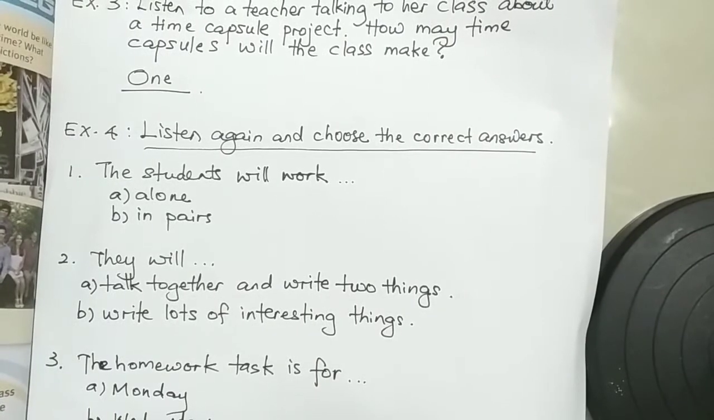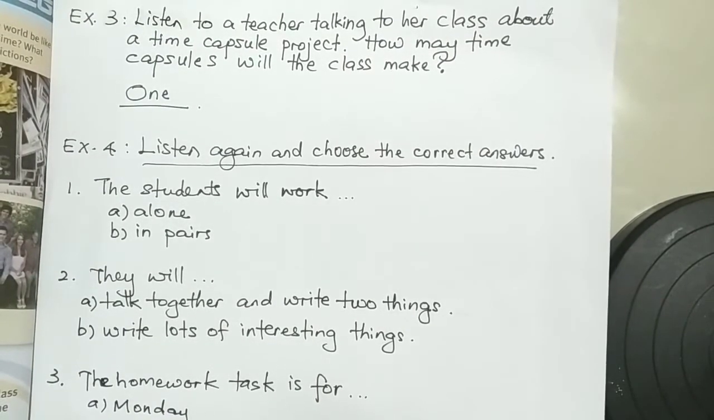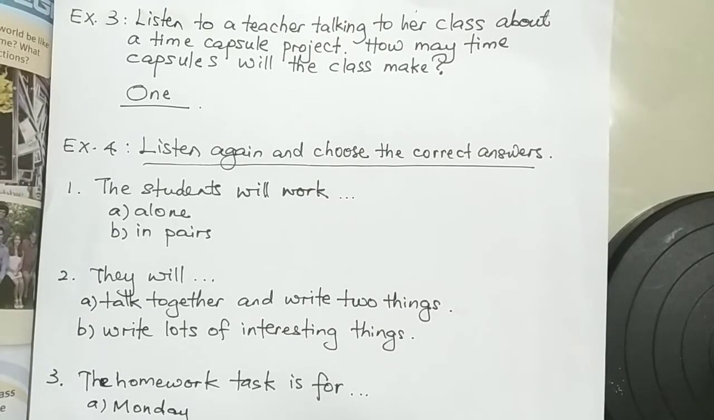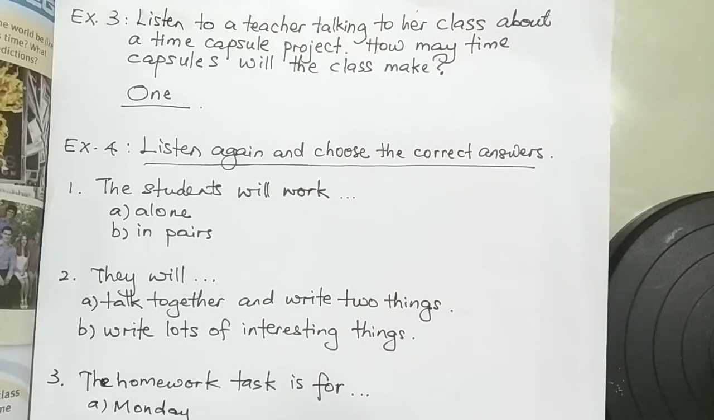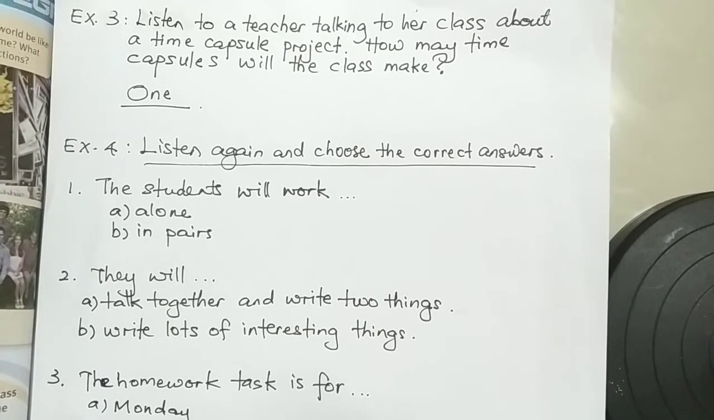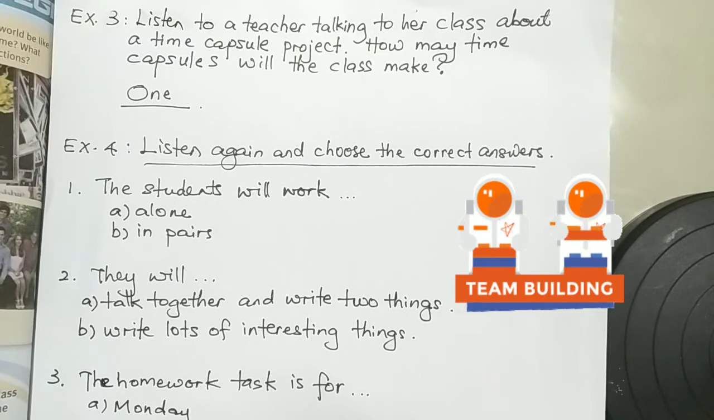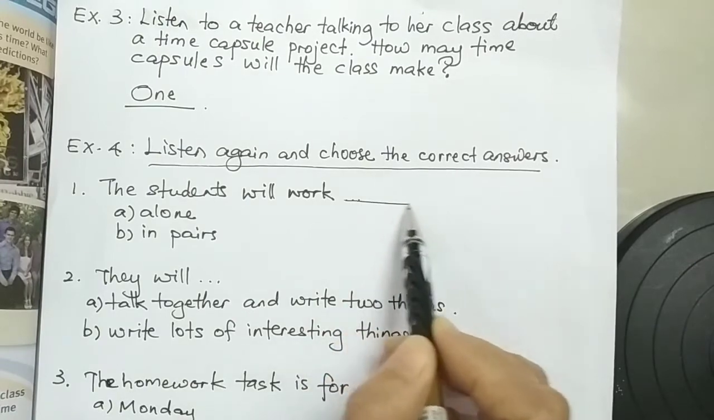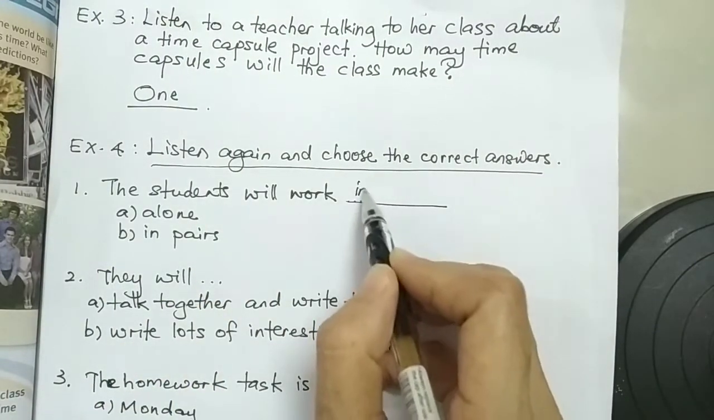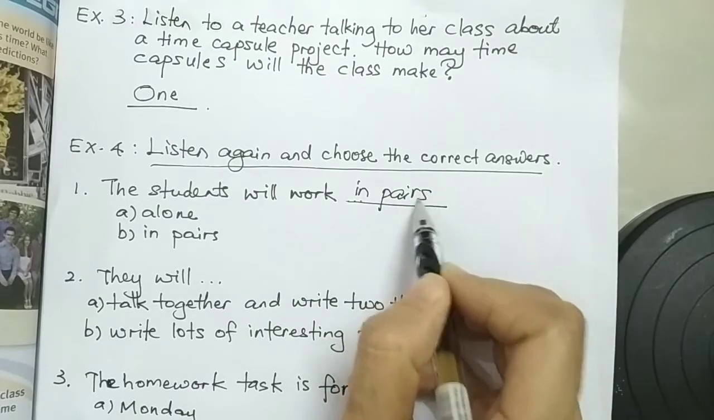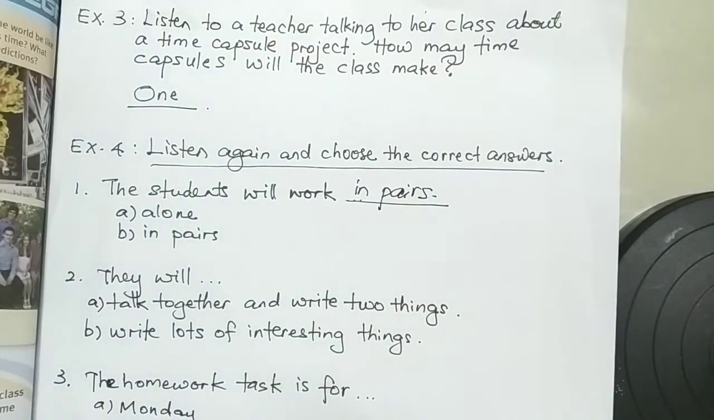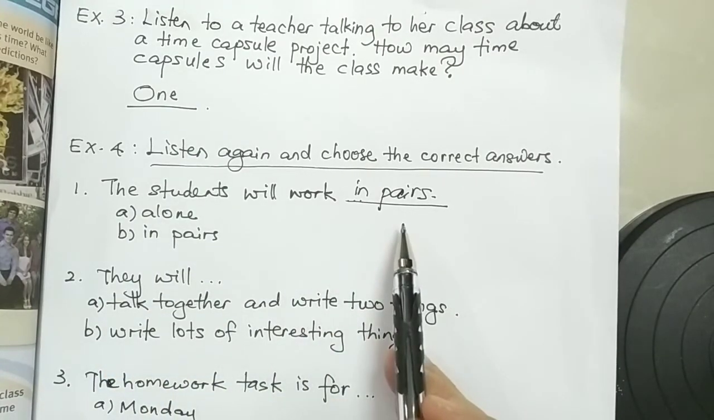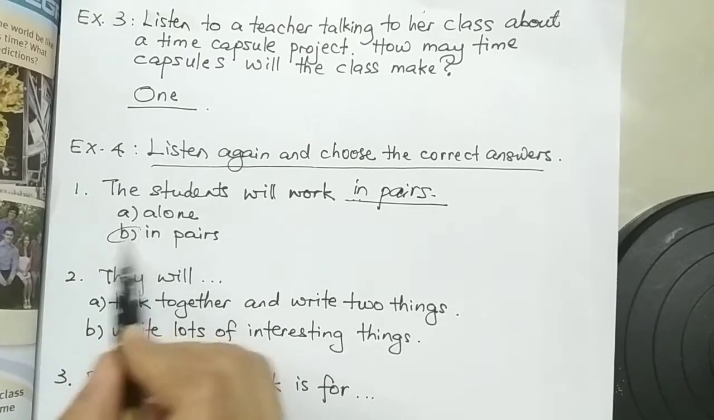Alright, exercise 4. Here, question 1. The students will work alone or in pairs? Yeah, well, the teacher says you're going to work in pairs. So, yes, in pairs. So, you shall write down the answer here. In pairs. Alright, so for your exercise, you just need to write down the question together with the right answer. Alright, this is just for you to choose from.